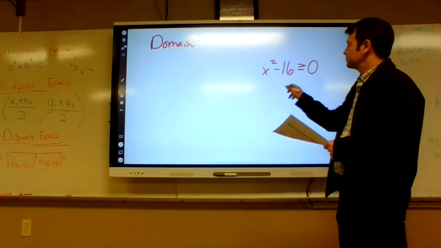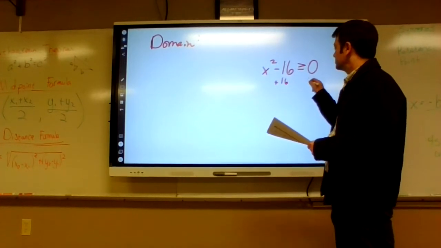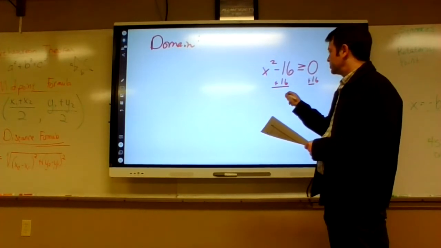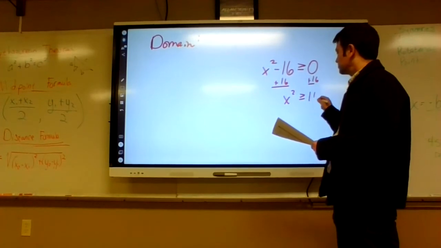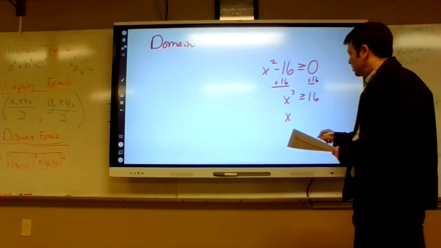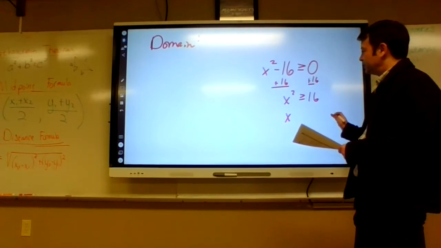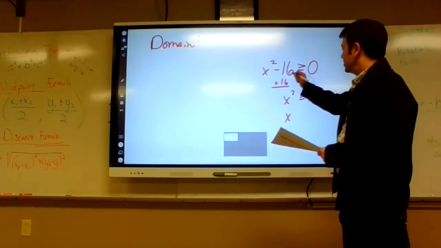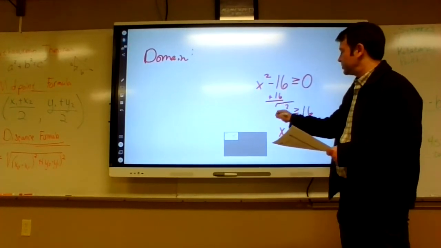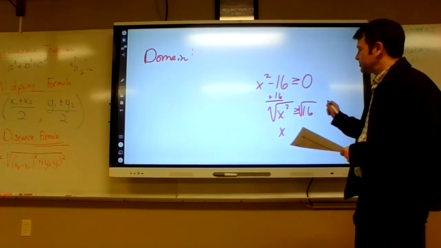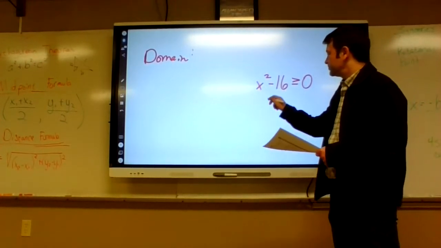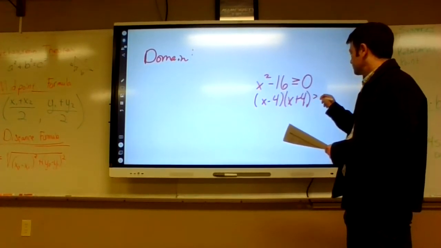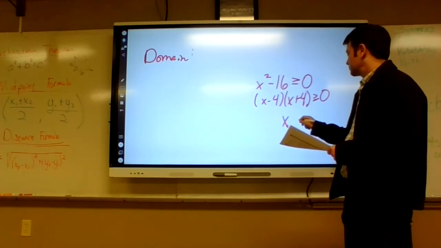Well, you add 16 over. And then once you do that, you square root the whole equation. You actually could do a square minus a square. So you can do x is greater than or equal to 4. Okay, so actually, when you do the square root trick, remember it's plus or minus. So it's plus or minus 4.